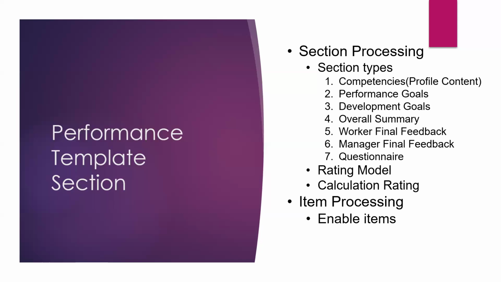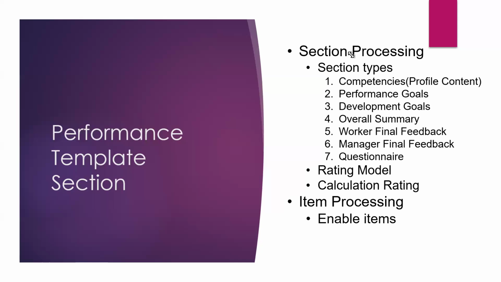So here in the performance template section, there are basically two sections you see while creating the template, which are section processing and item processing. Section processing is to decide what is the section, what is the criteria we want to select. Under this, you could see section types. You will be able to select the section type. We will see in the interface how to create it.